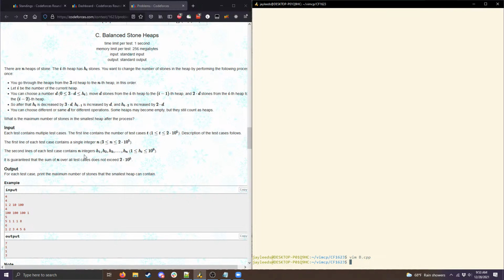So the overall approach that we're going to employ is that we'll binary search for the answer. There are a few reasons we might think to do this. The first is that the binary search property is pretty clearly satisfied. In other words, if we can make our choices of d such that the smallest heap will contain at least 7 stones, for example, then we can definitely arrange the stones such that the smallest heap will contain at least 6 stones, because the same arrangement will work. And so the binary search property holds, so binary searching is valid.